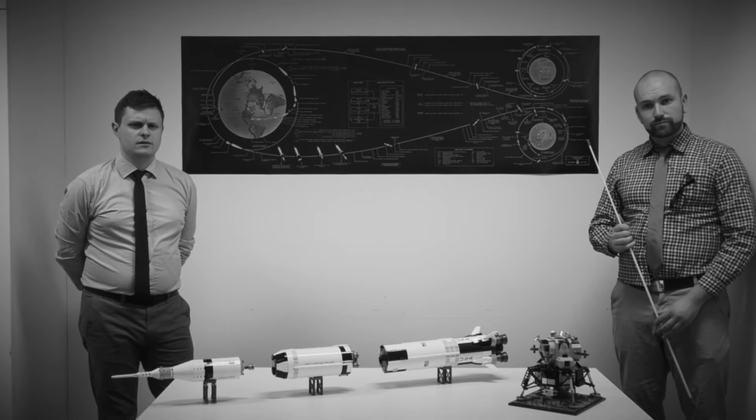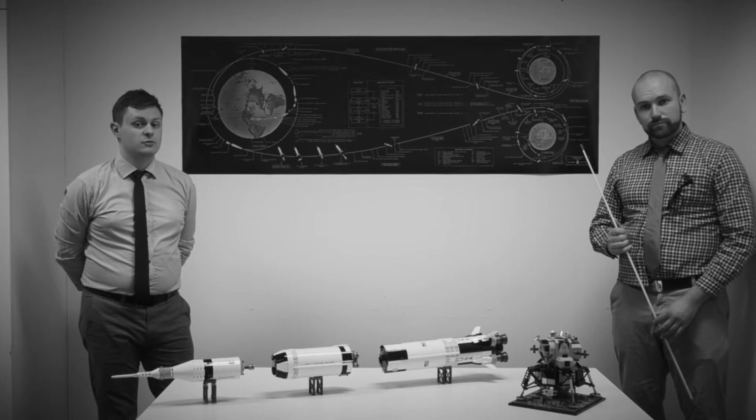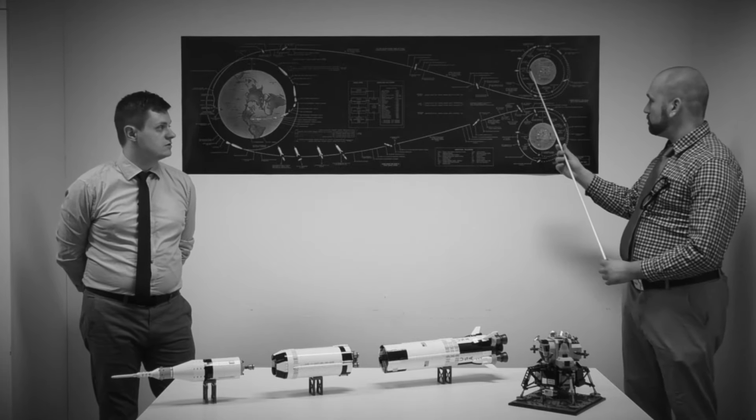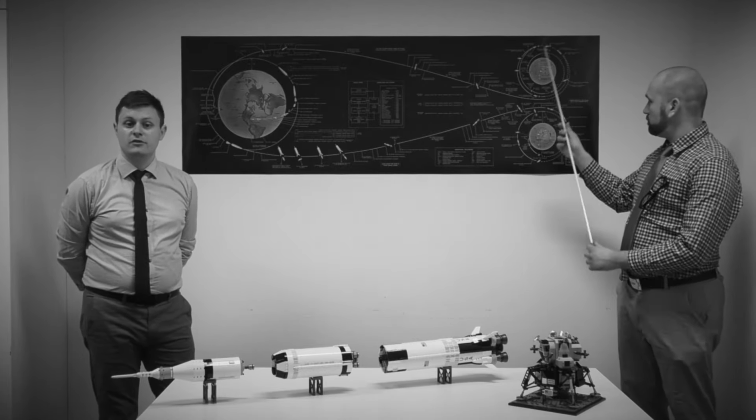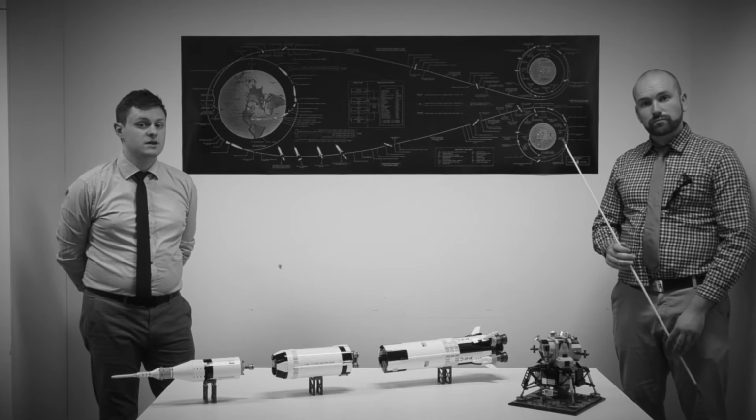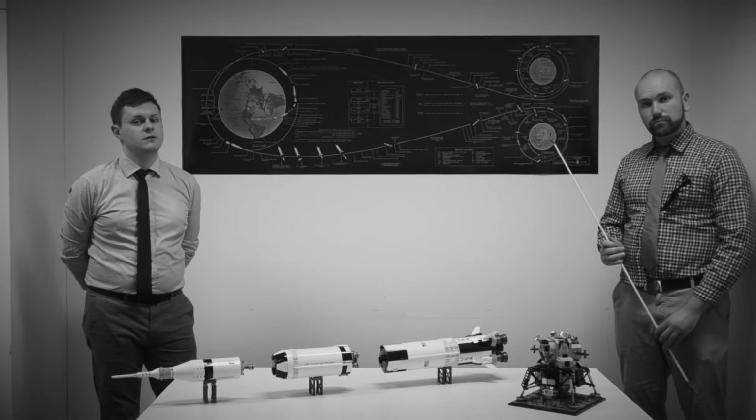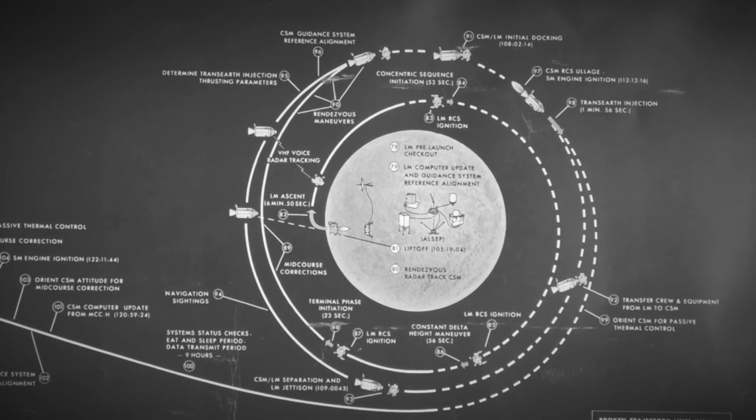Another critical task is, of course, returning from the moon to rendezvous with the command module. The LEM's AGC calculates the path to meet the command module in orbit using state vectors of both spacecraft and distance from the LEM's rendezvous radar.